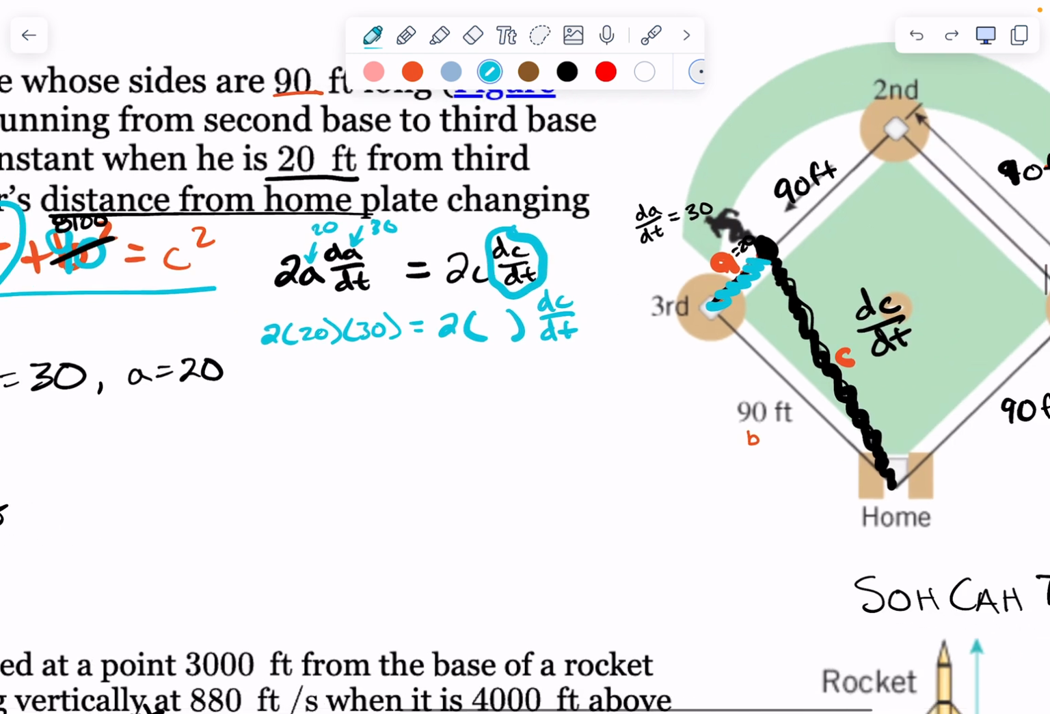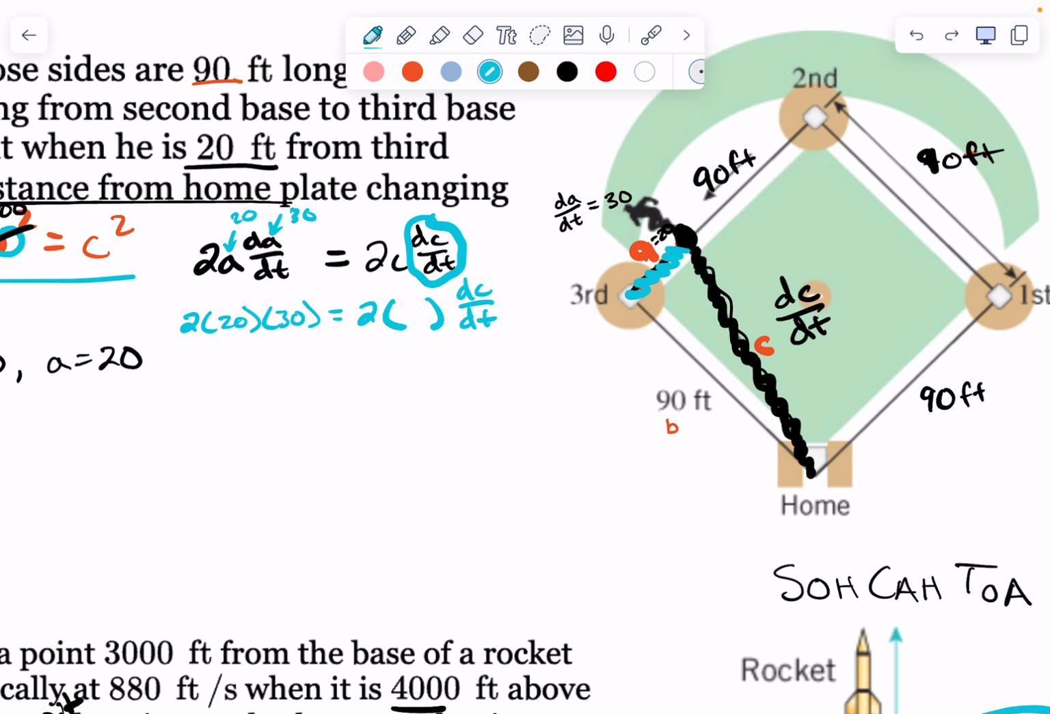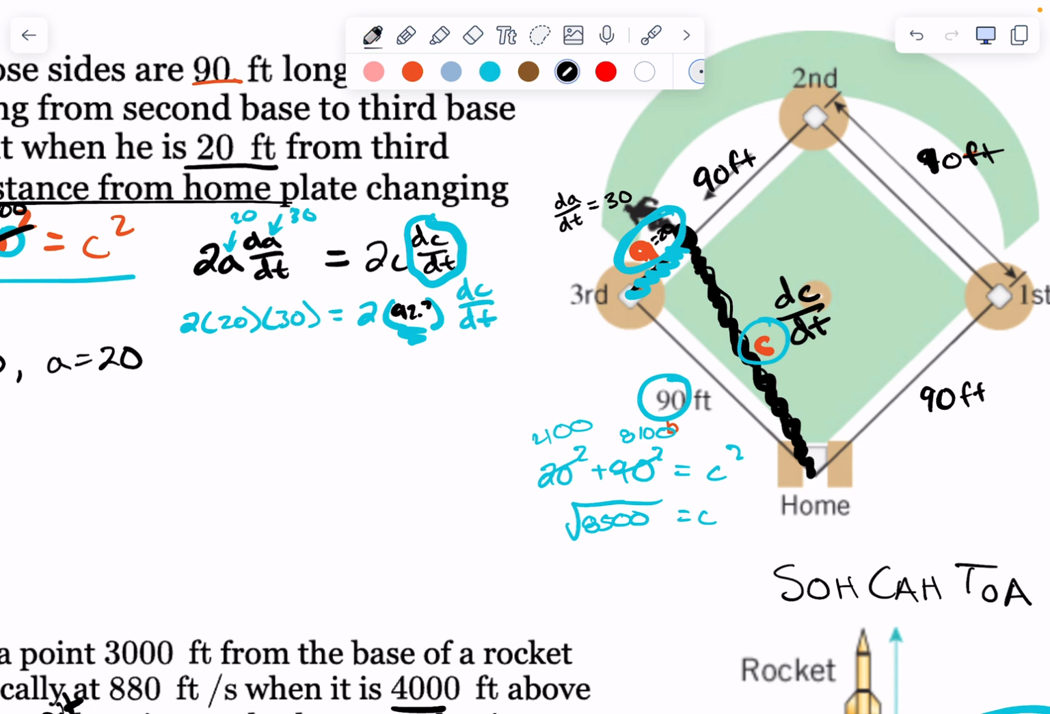And so this is where we have to do some searching. If we know that at the instant I'm interested in, a is 20 and b is 90, I can figure out using the Pythagorean theorem what c is at that very moment and plug that in. So 20 squared plus 90 squared equals c squared. 20 squared is 400, 90 squared is 8100, so c is the square root of 8500, which is 92.2. Okay, so I'm going to plug 92.2 in for c.